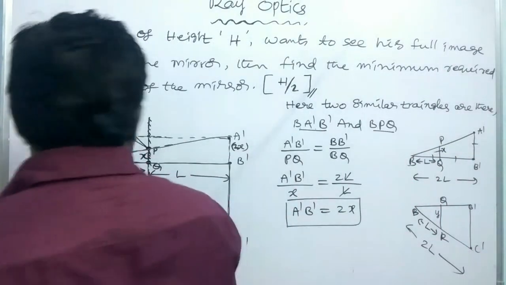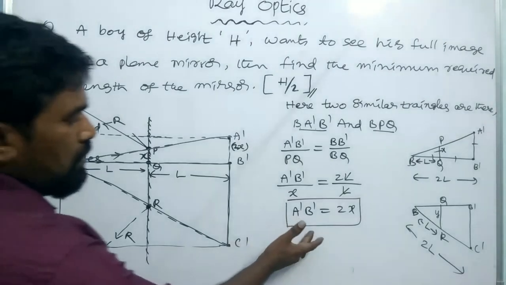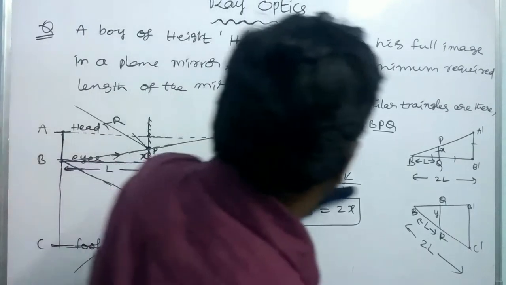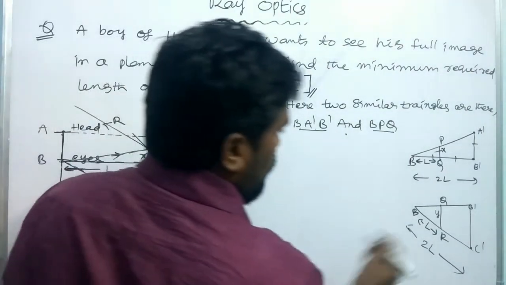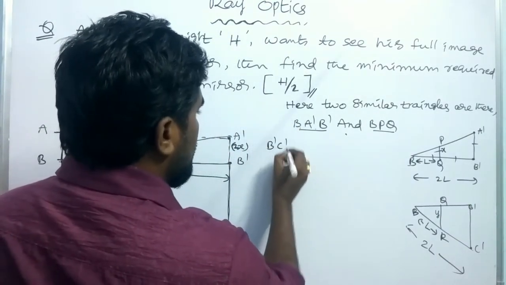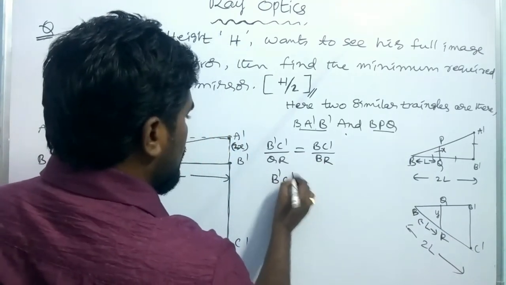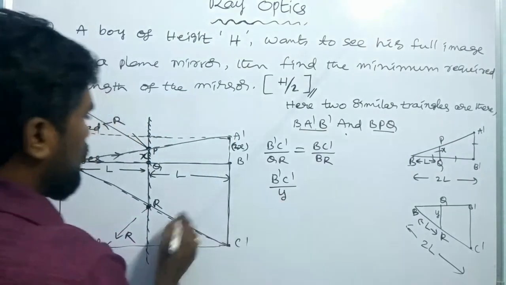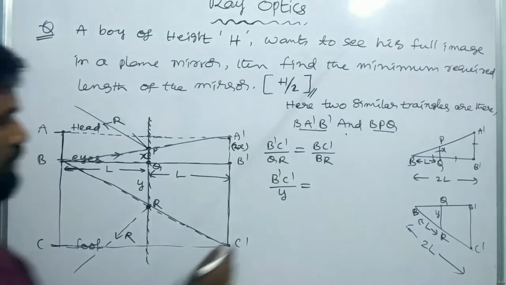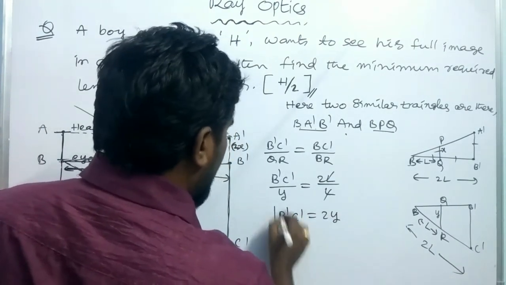Now by the similar triangles, the ratio of the sides is equal. Let us note that A dash B dash is 2x. From the second triangle, B dash C dash by QR equals B C dash by BR. Let QR be Y. B C dash is L plus L, which is 2L, by BR, which is L. L gets cancelled, so B dash C dash equals 2Y.